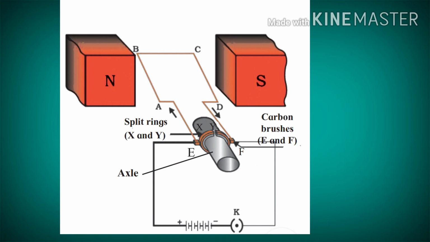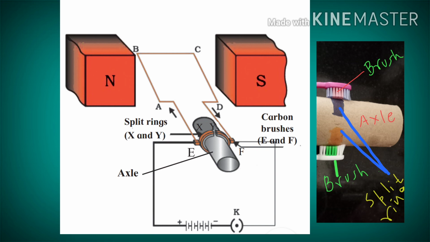Current in the loop is reversed. So, A to B it was going, now D to C it is going. But the direction of current which is coming from the cell is the same. So, don't get confused there. Brushes are just in contact with the half split rings. They don't move with the split rings or axle, so that they can maintain the continuity of current in this circuit. So something like this.